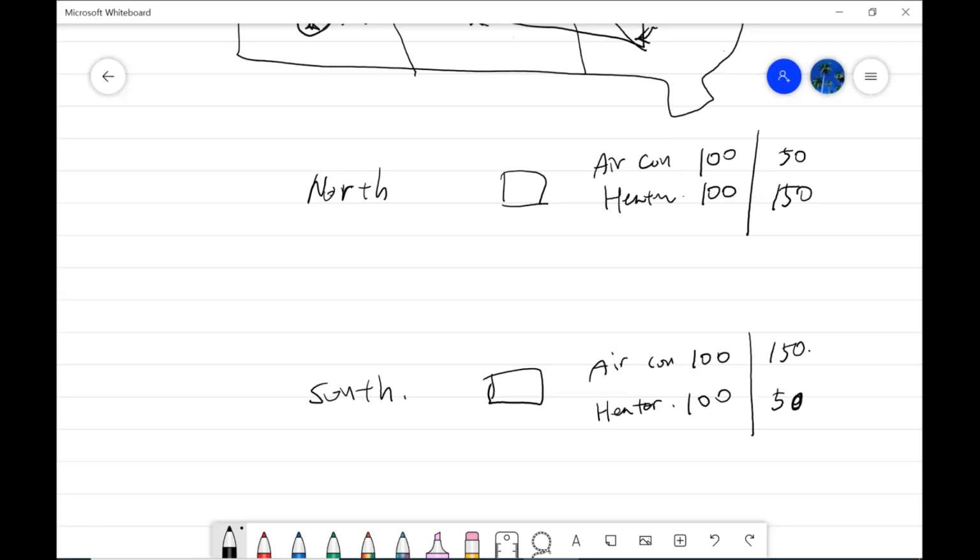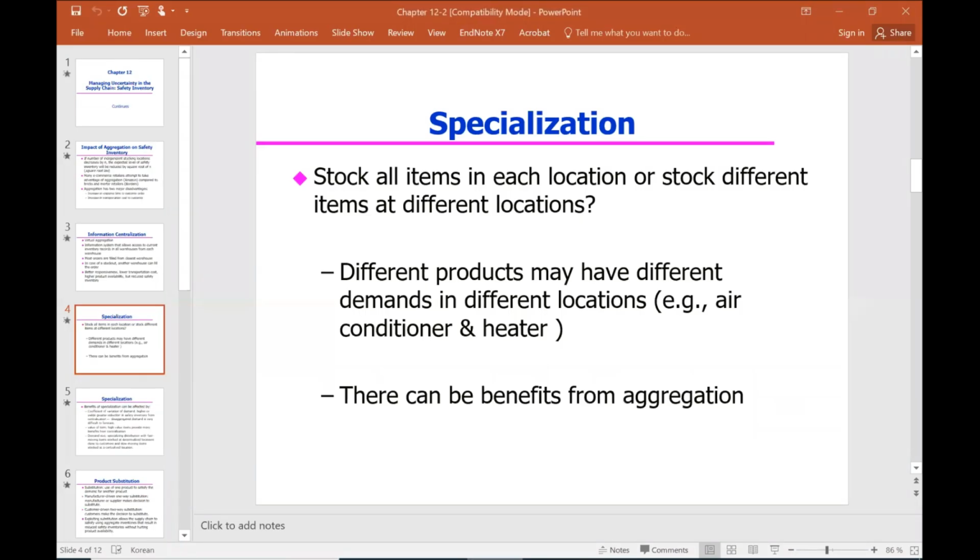So that way I don't have to have a lot of safety stock. So that's the idea about the specialization. Let me get back the PowerPoint slide again. So this is again the effect of aggregation.